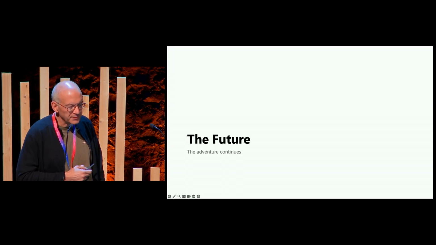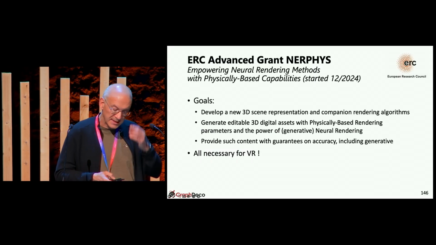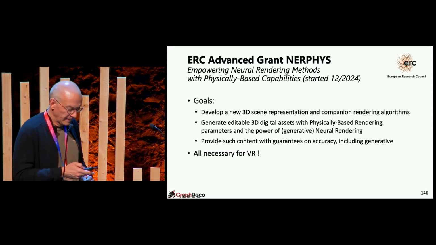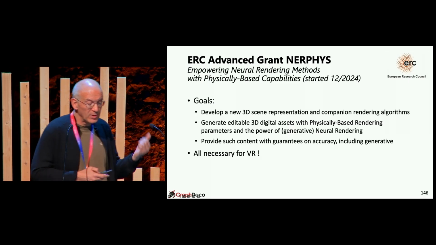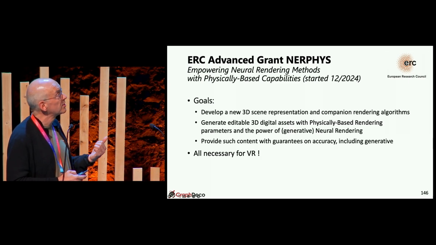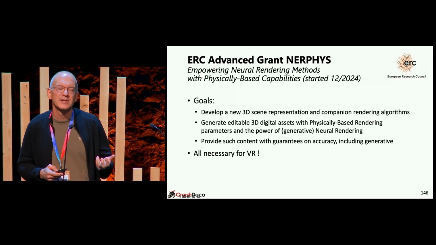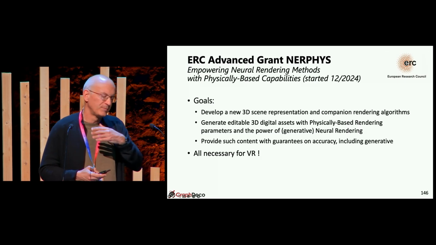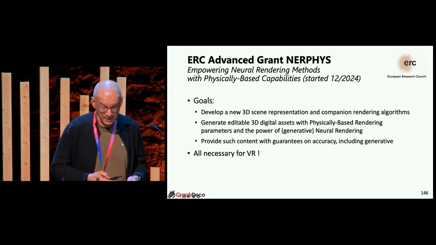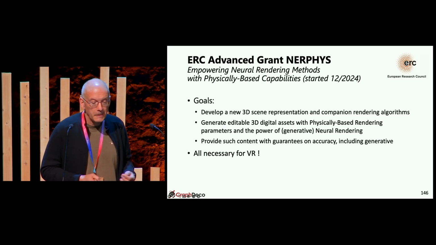So, to talk a little bit about the future, I was lucky enough to get a second ERC this year, and the story I sold in the proposal is that we want to develop a new 3D scene representation and companion rendering algorithms which can benefit from all of the advances of these generative deep learning models that you've all seen, Midjourney and so on for images, and Sora and all the other Runway models for video.